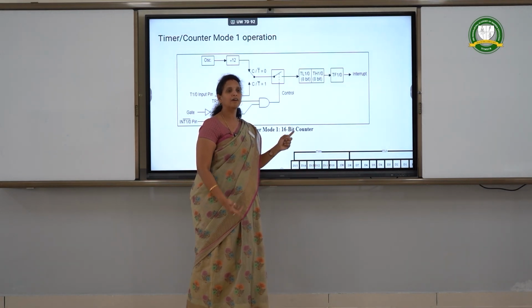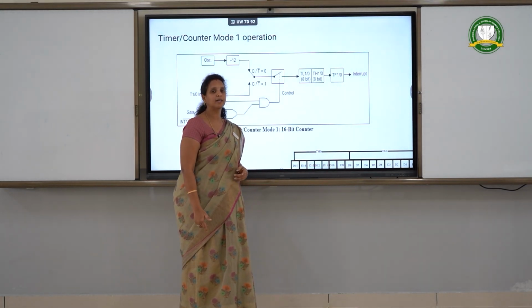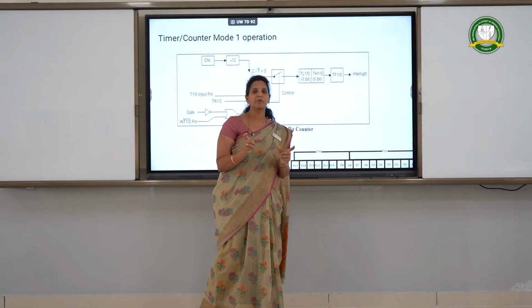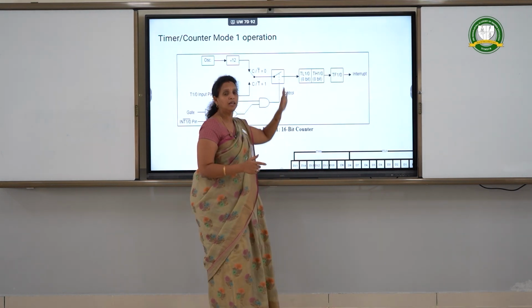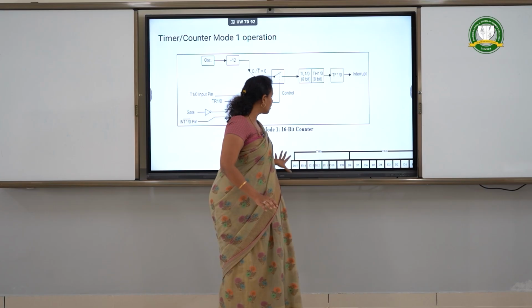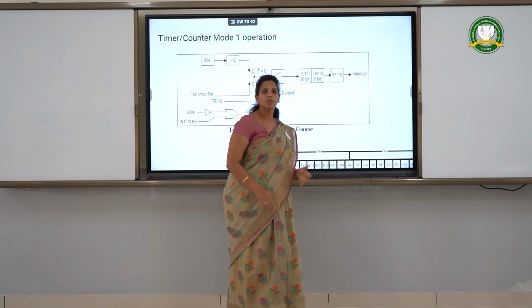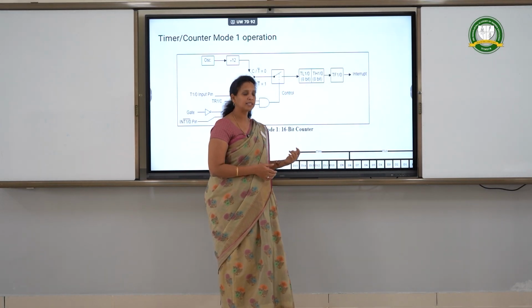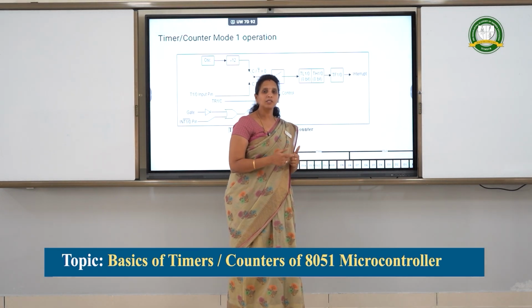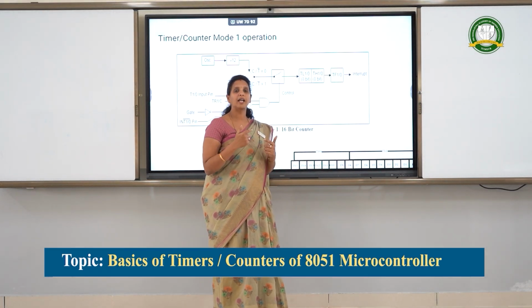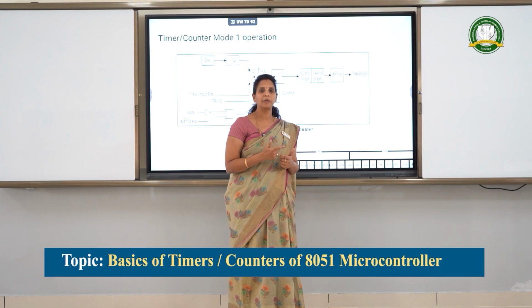What does it mean that the timer will get triggered or started? The value present in the timer register will keep incrementing. As we are working in mode 1, it is a 16-bit register, so all the 16 bits will be working. What will be the maximum value? The maximum value will be FFFFH. As the clock keeps ticking, the value present in the timer register will keep incrementing.